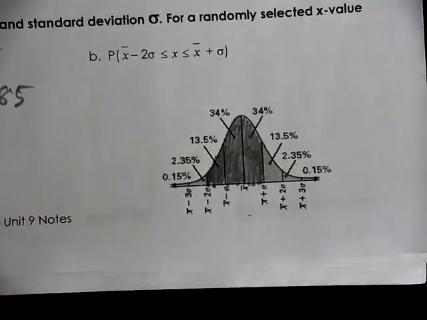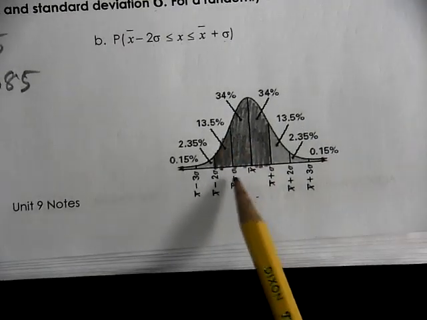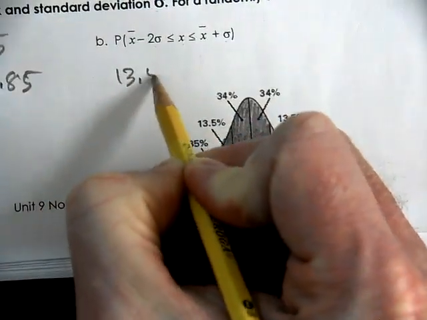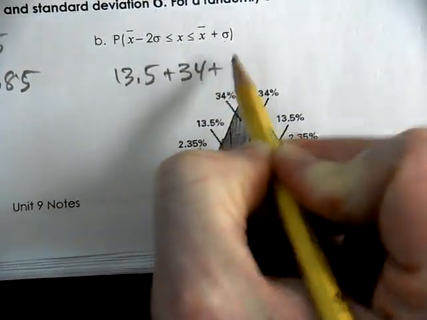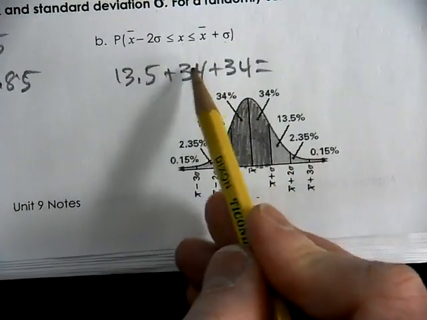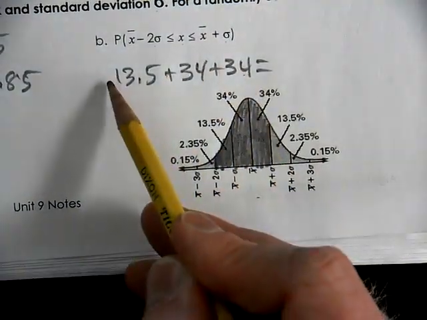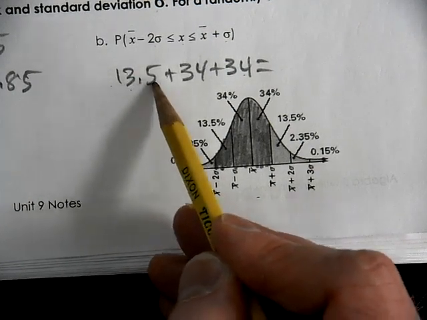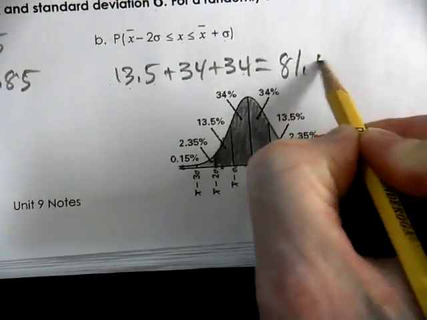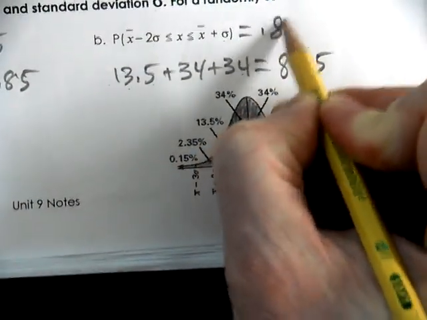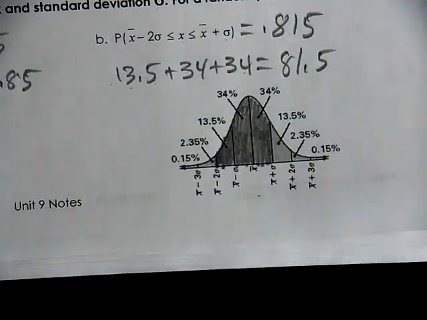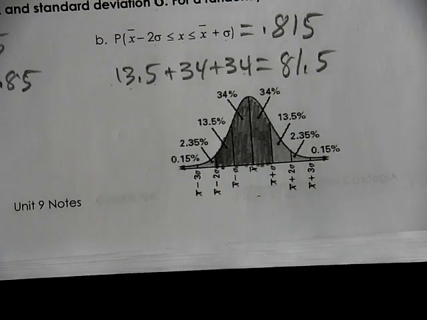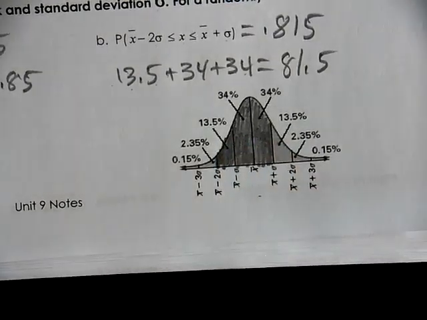What percentage of the data lies within that? Well, look what they've done. They've done the numbers for us. 13.5 plus 34 plus 34, that's 68, 78, 79, 80, 81 and a half. So we could say 0.815 would be the probability that a value was chosen that landed within this range.